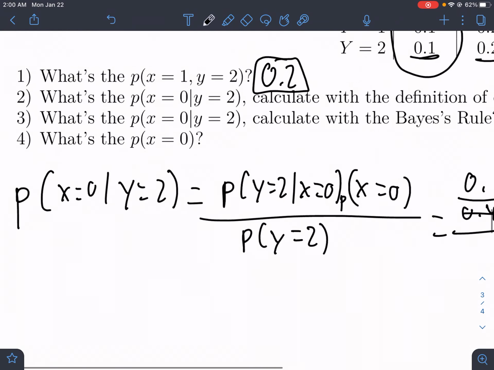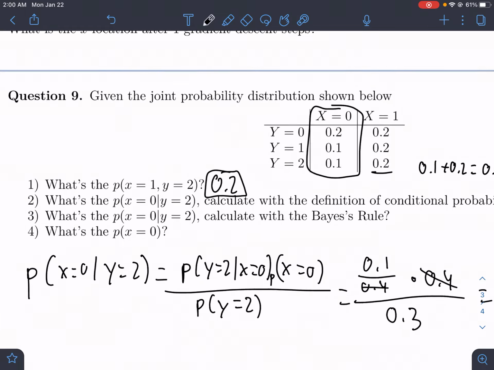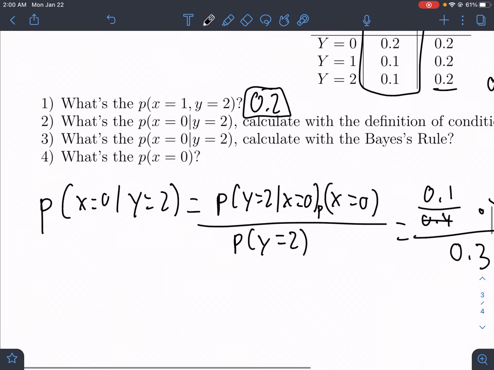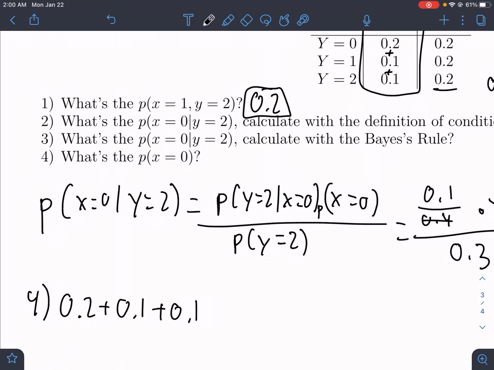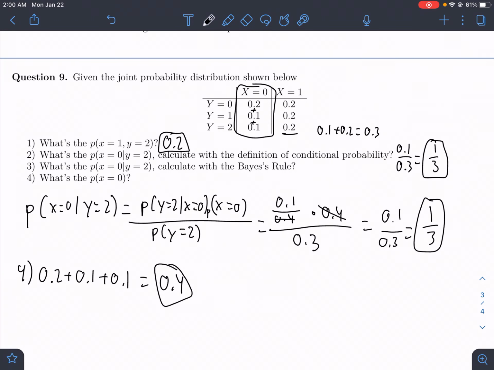For part 4, we're finding the probability that x equals 0. We calculated this earlier. It's just x equals 0, so 0.4. We do this by summing the three elements. So 0.2 plus 0.1 plus 0.1 equals 0.4. That's our answer to part 4. And that was some brief joint probability practice.